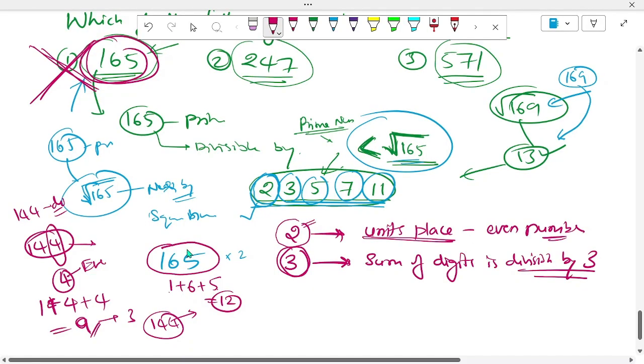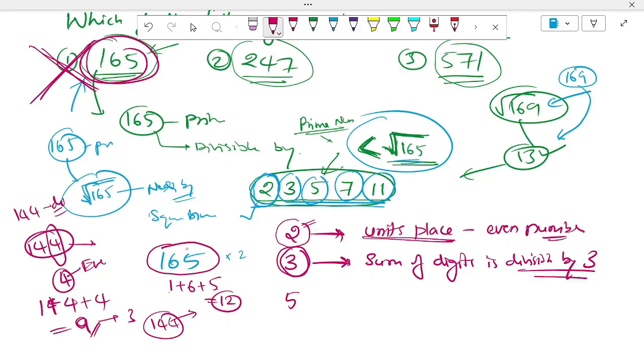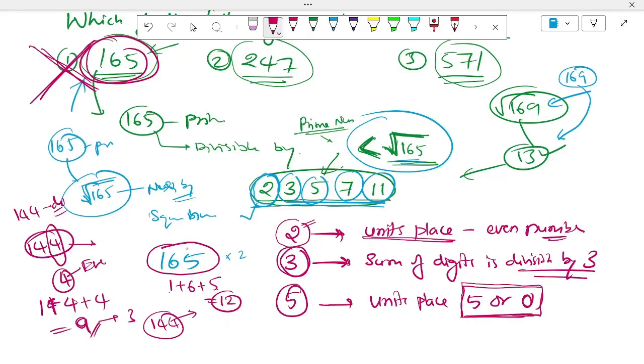You need to know the rules of identifying whether a number is divisible by something or not. Now, how will you identify whether a number is divisible by 5 or not? In the units place, if you have 5 or 0, you have to make note of these things. Whenever you are observing a number, you should be able to identify whether it is divisible by some number or not.